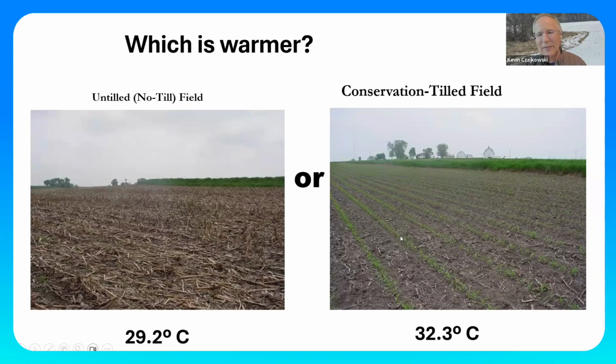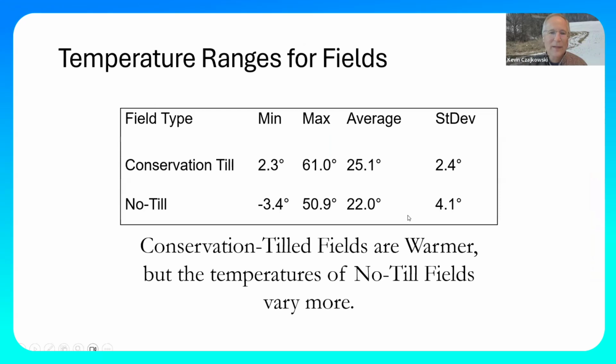One thing we haven't really looked at is traditional tillage, what I think is even hotter, would be a warmer surface. So here we go, conservation till, no-till, and there's our data again. All right.